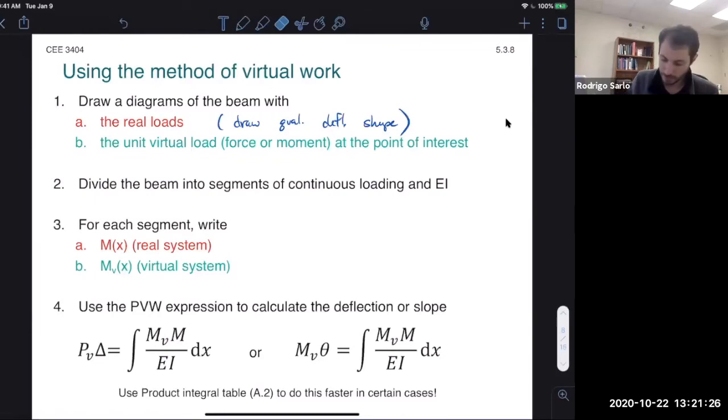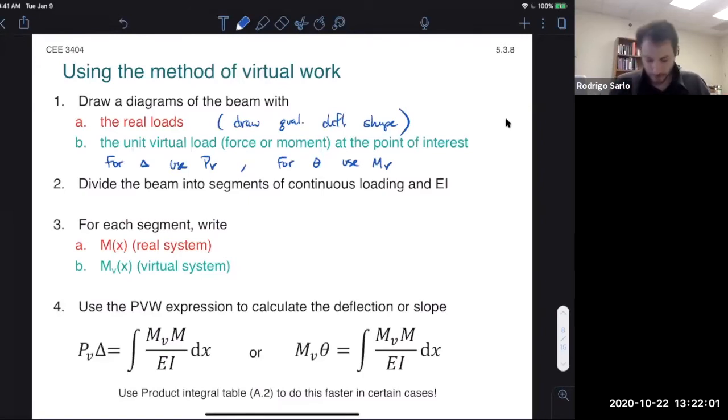And for the unit virtual load, you need to decide what type of load to apply depending on what you're interested in. So if you're interested in external displacements, so a delta, you would use a virtual load, a virtual force. But if you're interested in a rotation, external rotation, then you would use a moment, okay?